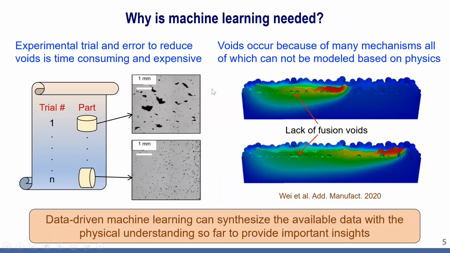The other thing that is very often done, because mechanistic models are not easily available for everyone on the shop floor, is trial and error to reduce the voids. So you change different process parameters and try to do it. The only problem with that is that in additive manufacturing, powders are fairly expensive, and so are the machines. So this process of eliminating defects using experimental trial and error is very expensive and time consuming.